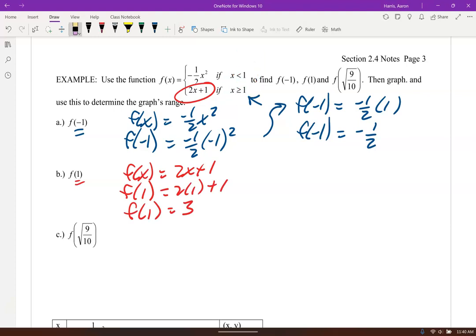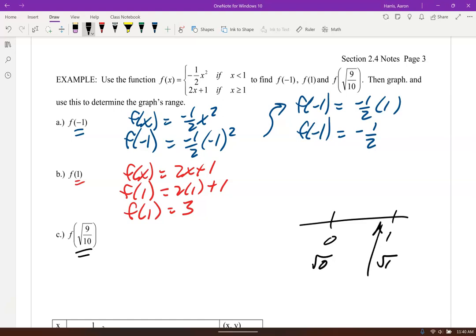And then this last one here, square root of 9/10. Square root of 0 is 0. Square root of 1 is 1. Robert was very good about recognizing square root of 9/10. Well, that's less than 10/10. 10/10 is 1. So we're taking a square root of a number less than 1. So it'll be less than 1. So we're going to use this top one. Square root of 9/10 is less than 1.